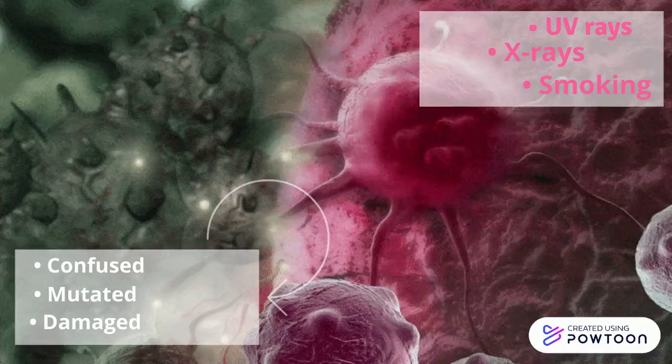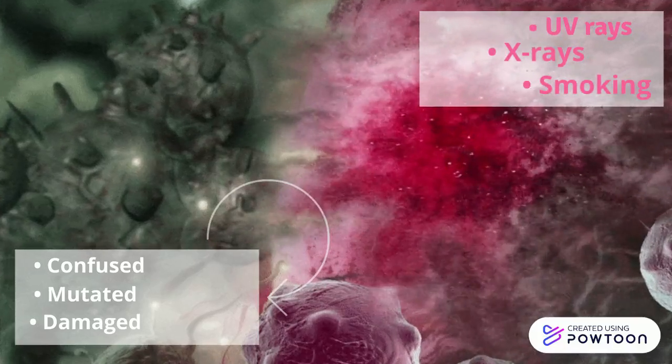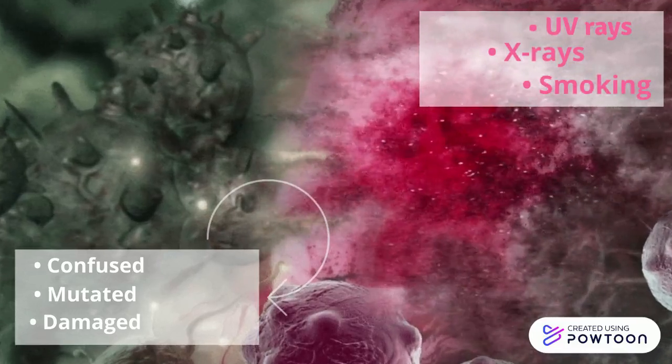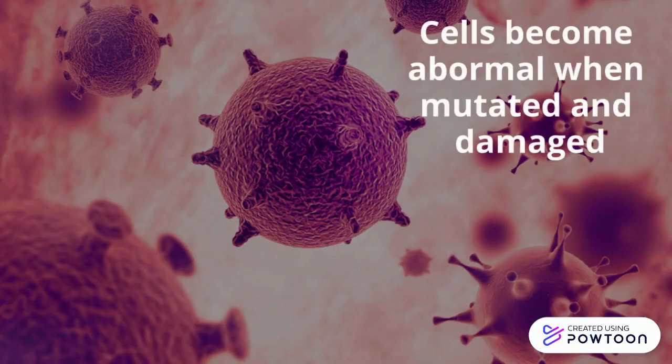When we're exposed to cancer agents like ultraviolet rays, X-rays, and smoking, it can cause our proto-oncogenes to get all confused and become mutated and damaged. If that happens, things stop running smoothly and our cell division kind of goes rogue, making each cell different and abnormal instead of like twins. Once this happens, proto-oncogenes are no longer pros at their jobs and are just called oncogenes.